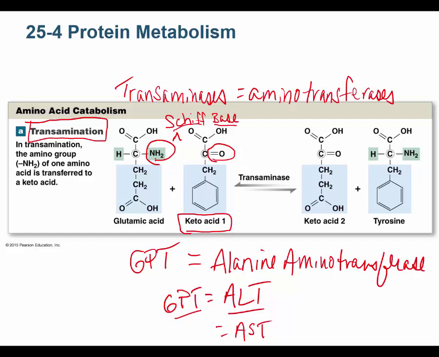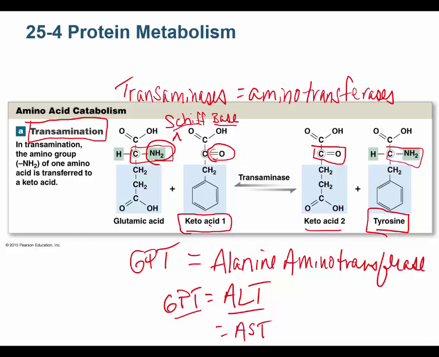All right. So this amino group goes over to this carbonyl. Well, what does this amino turn into? What replaces the amino at this position? And the answer is an oxygen, a carbonyl. Here's the carbonyl that used to be this right here. And then here's the amino that used to be a carbonyl right there. And what happens is I make a new amino acid. This keto acid 1 became tyrosine, and this glutamic acid became a keto acid 2.